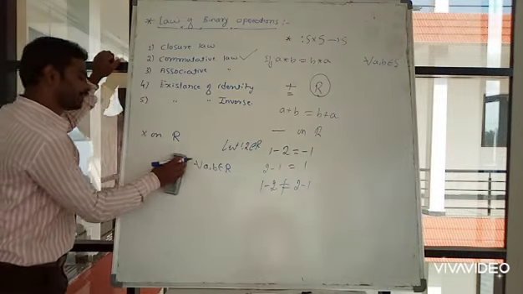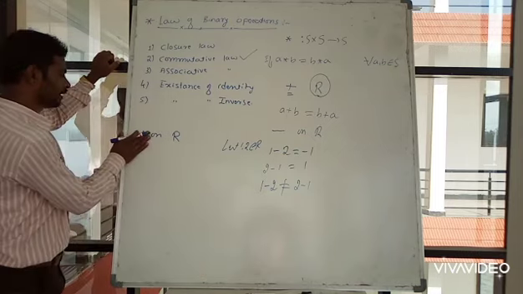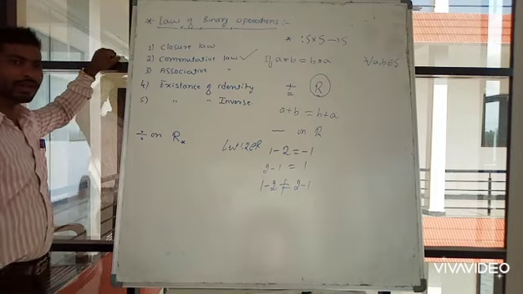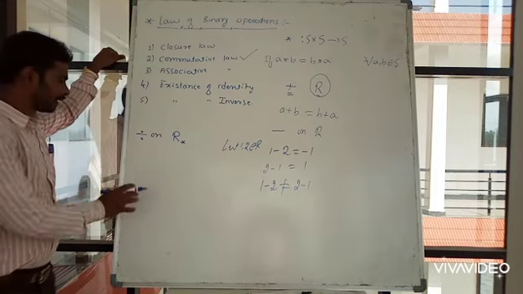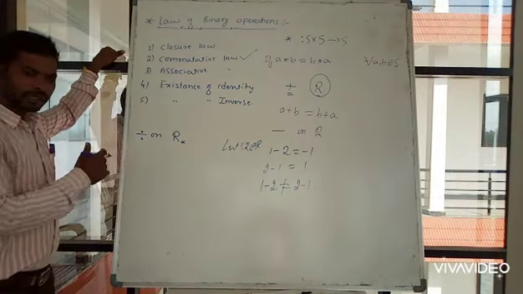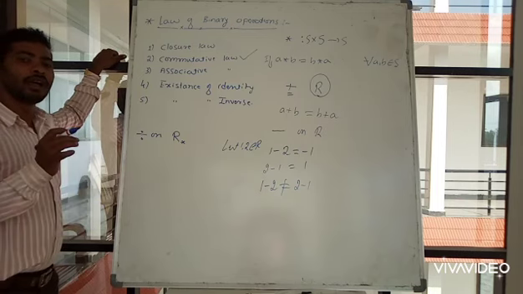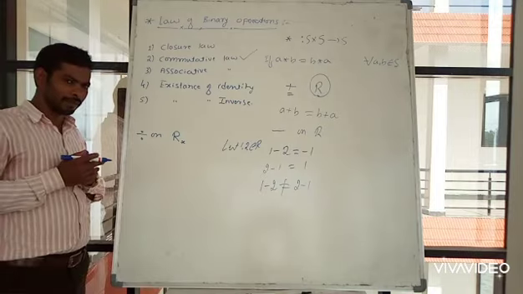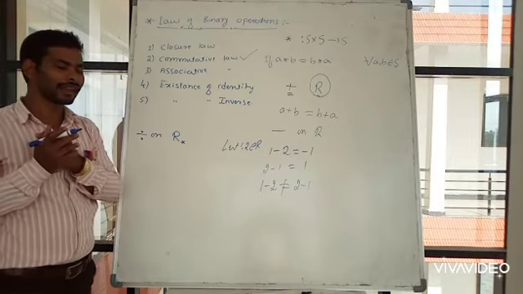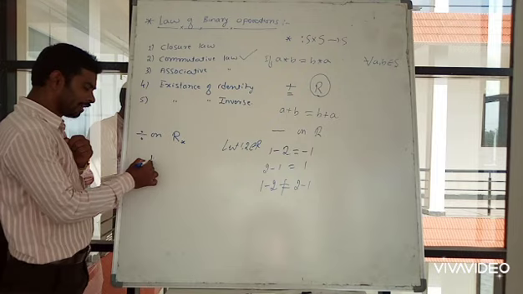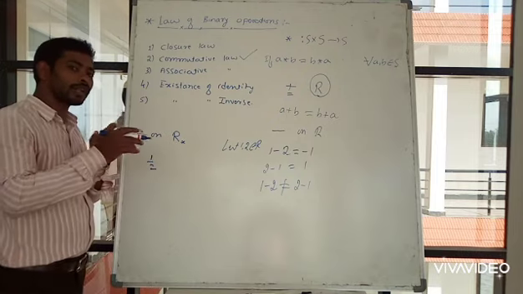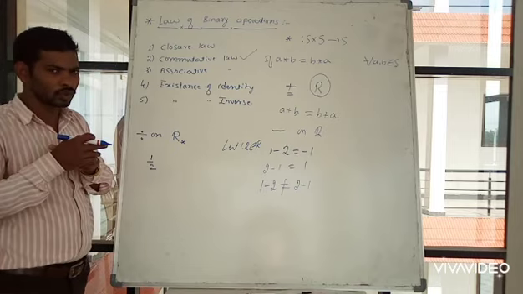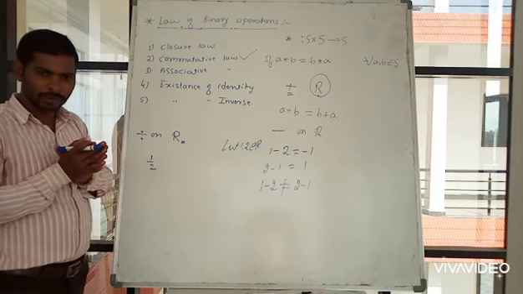Next one, division operation on the set of non-zero real numbers. R star is the set of non-zero real numbers, right? This is a binary operation. Check whether this operation is commutative or not. From the properties of real numbers, if you consider 1 and 2 as real numbers, 1 divided by 2 is not equal to 2 divided by 1. 1 by 2 value is 0.5, 2 divided by 1 is 2, and 2 is not equal to 0.5.